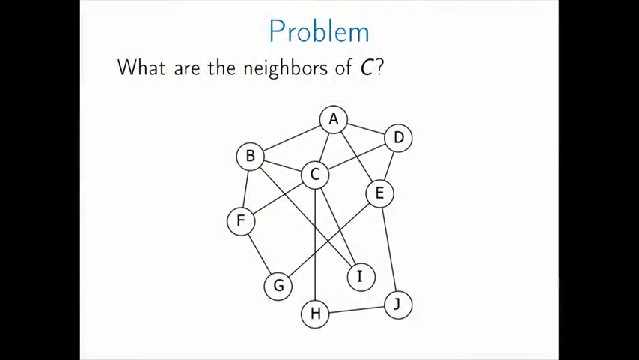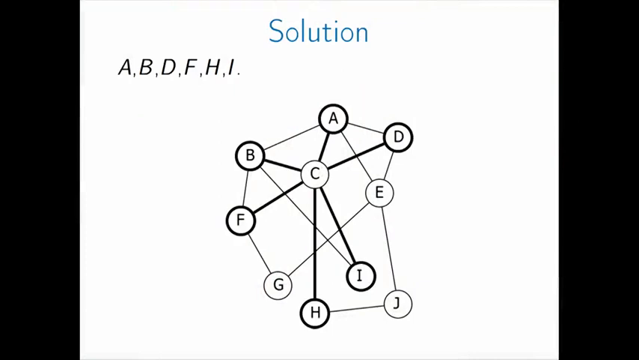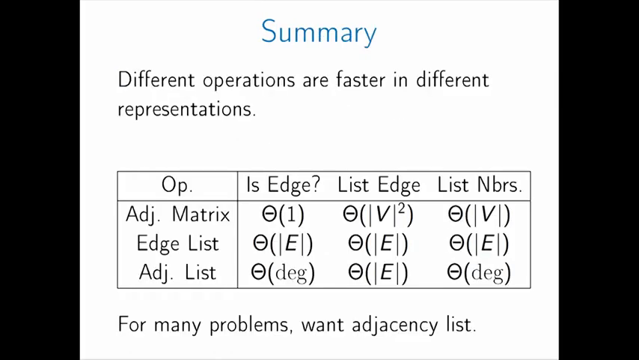Now, just to be sure we're on the same page, if we have the following graph, what are the neighbors of vertex C? Well, we just draw all the edges that leave C, and it connects to A and B and D, and F and H and I. And those are its neighbors. Okay, so we have these three ways of representing a graph.